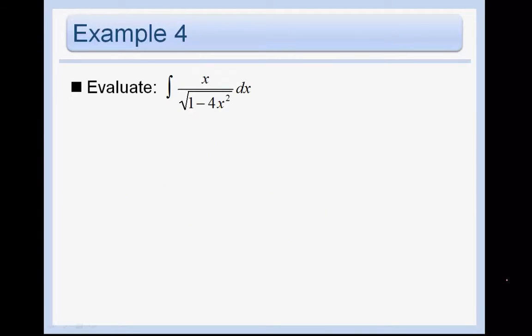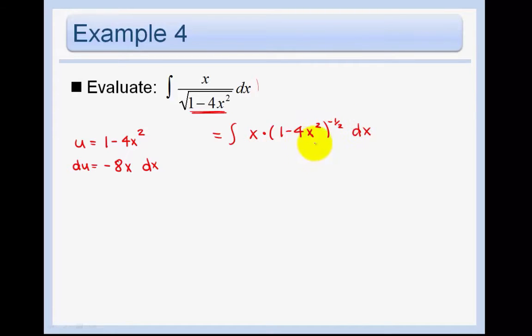Alright, in this one, what do you think you want u to be? Probably what's under the root. Let's try it out. So du is going to be negative 8x dx. So let's rewrite this guy. So I'm going to rewrite this as x times 1 minus 4x squared to the negative 1/2 dx.